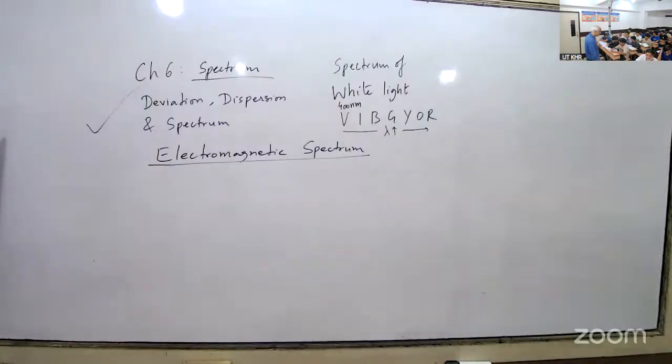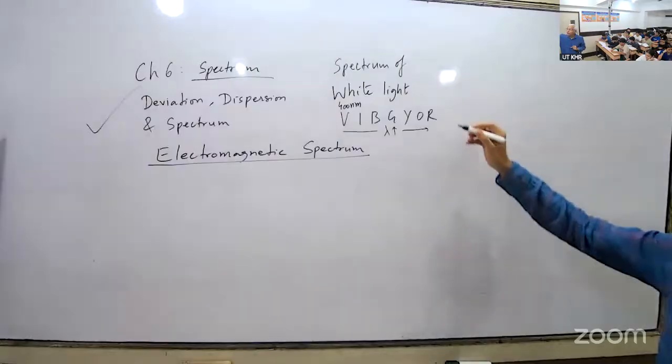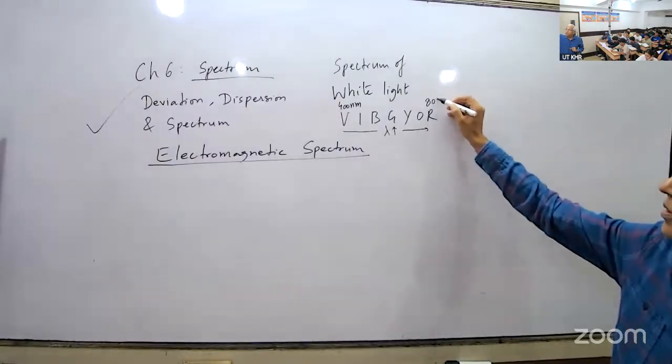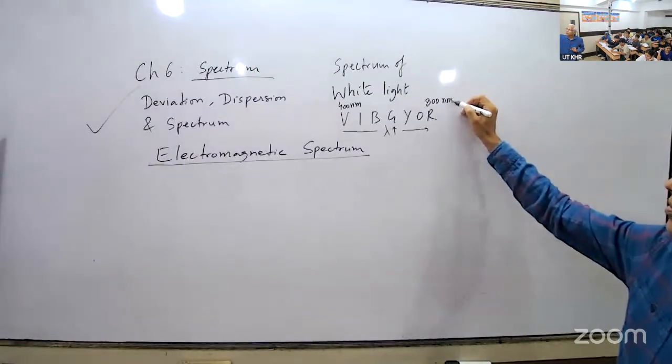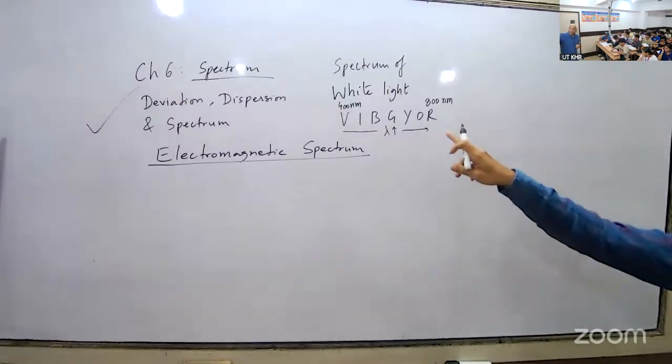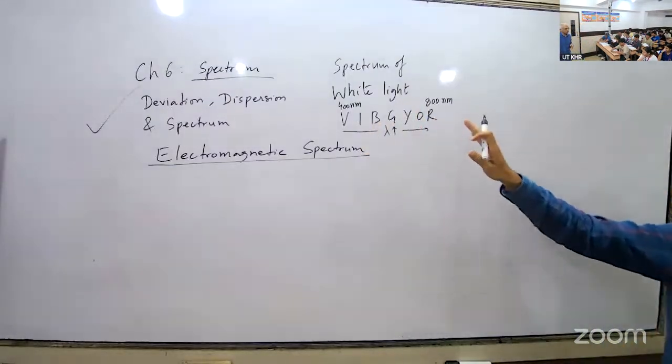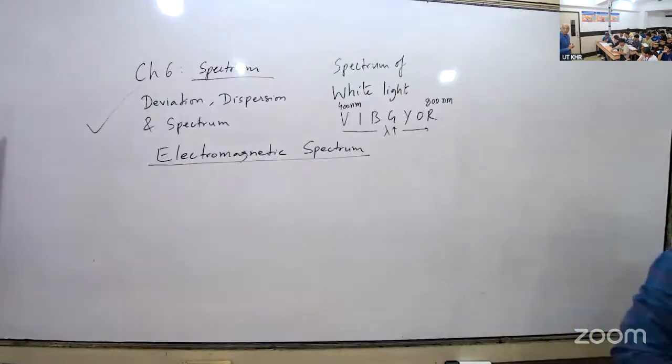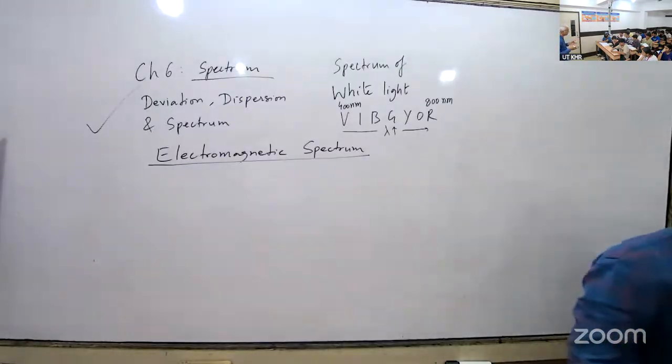So violet color, what is the wavelength? 400 nanometers or 4,000 angstrom. And this is 800 nanometers or 8,000 angstrom. So as you go from violet color to red color, the wavelength is increasing. What about frequencies? Decreases. So the ordered arrangement of all the colors present in the white light is the spectrum of white light. Where is this white light coming from?